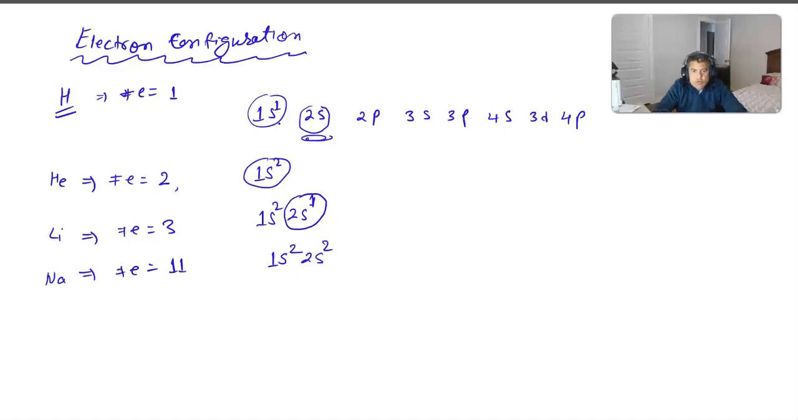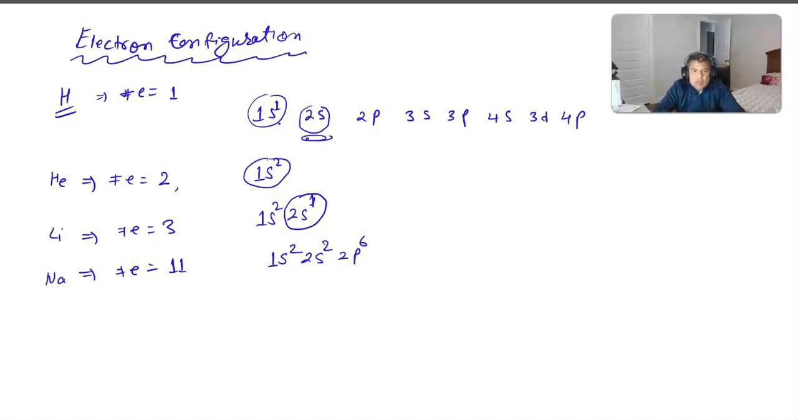2s2, we have consumed 4 electrons, 1s2 to 2s2. 2p, p can have a maximum of 6, right? px, py, pz means 3 times 2 is 6, that's why 2p6. Let's say 2 plus 2 is 4, 4 plus 6 is 10, we have consumed 10 electrons, and one is still left.